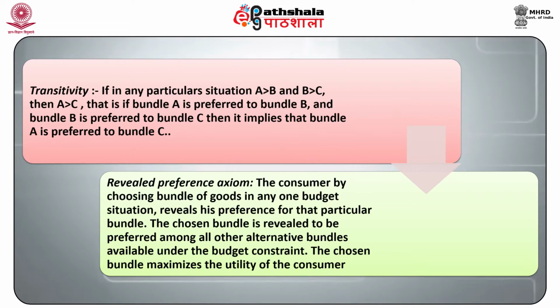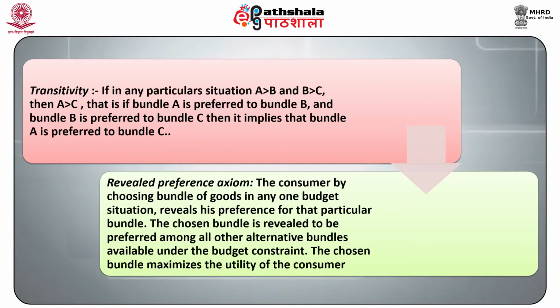Transitivity. If in any particular situation A is preferred to B and B is preferred to C, then A is preferred to C. That is, if bundle A is preferred to bundle B and bundle B is preferred to bundle C, then it implies that bundle A is preferred to bundle C.